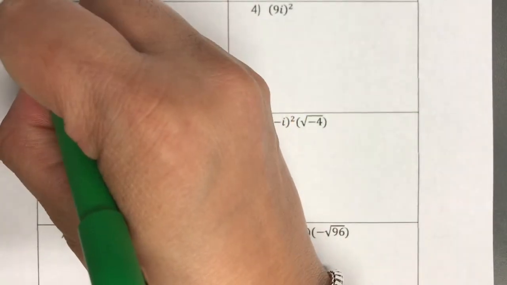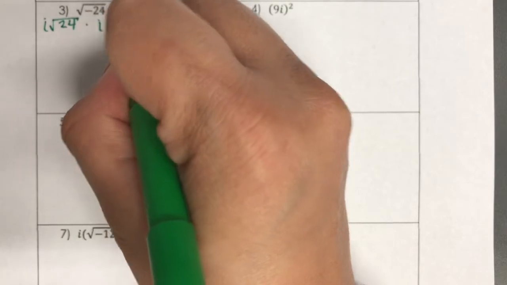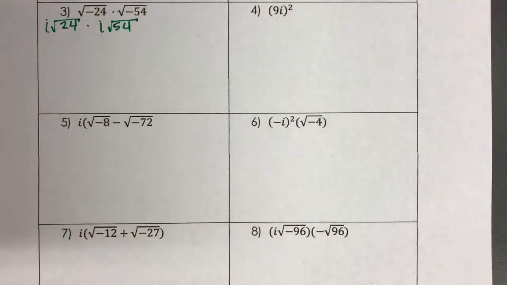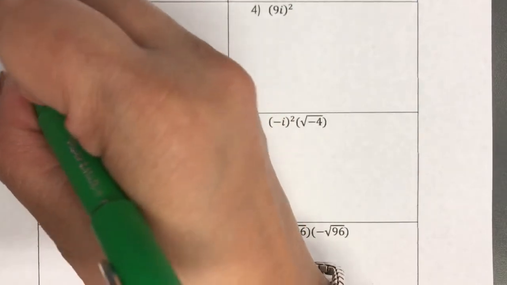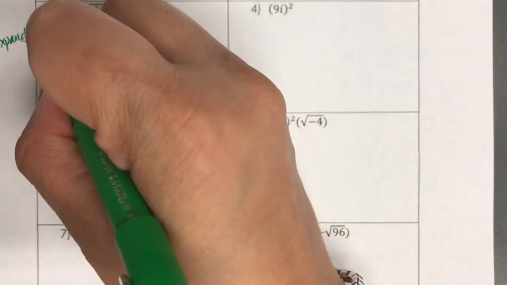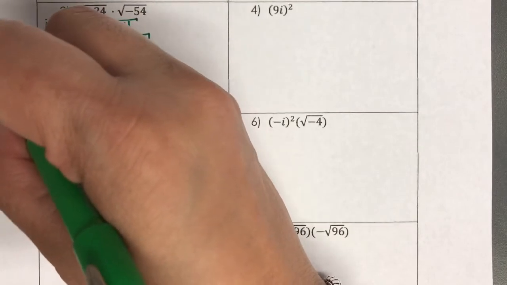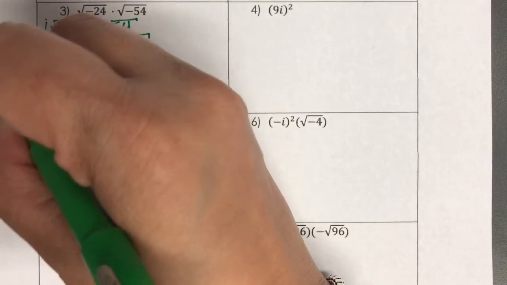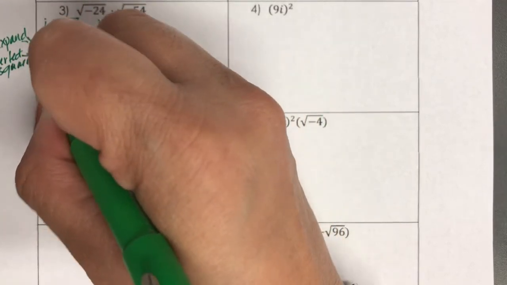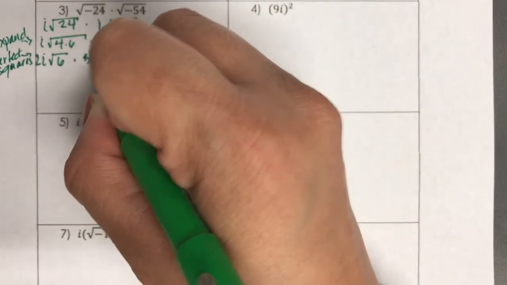Okay, let's go ahead and look at number 3. So we're going to say the square root of 24 times i times the square root of 54. We're going to expand. 4 times 6 times i, 9 times 6. Then we're going to look at the perfect squares. 2i square root of 6, 3i square root of 6.